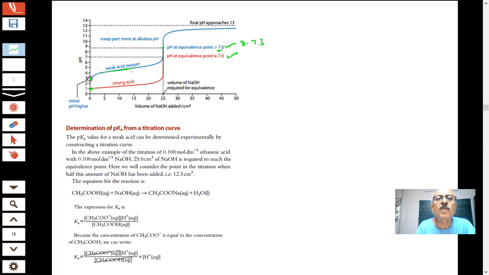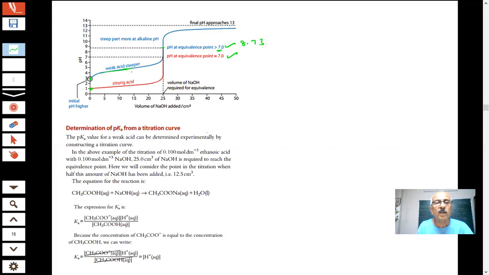So the steep part is more at alkaline pH, and in the alkaline region, as you add more OH- ions, the weak acid is neutralized, so the steep part is more. And the final pH approaches 13 because OH- is in excess. What will happen? pH 13.